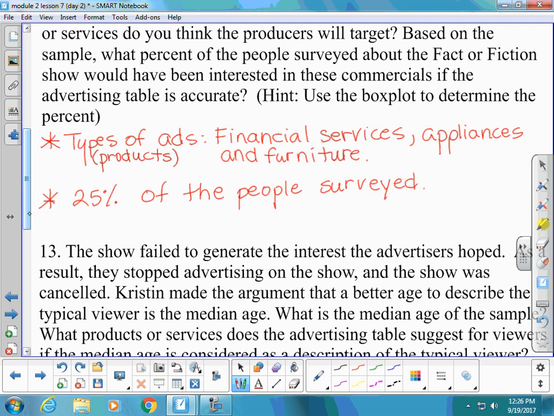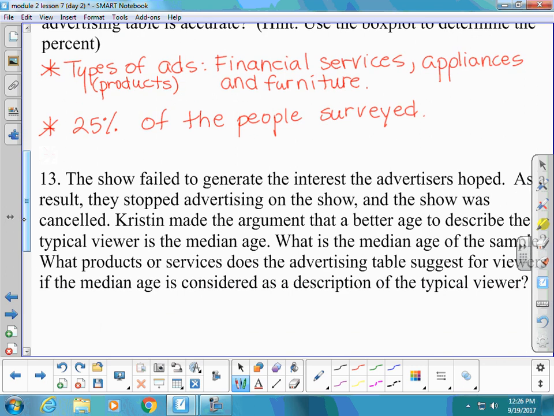Does that sound like they were targeting a good amount of people? I don't think so. The show failed to generate the interest in advertisers hoped. As a result, they stopped advertising on the show, and the show was canceled. So the reason that the show was canceled after only 9 episodes was because they weren't getting advertising, and advertising is what pays for the show. And the reason why the advertising wasn't working out is because they were only targeting 25% of people, because they went for the mean age of 50.